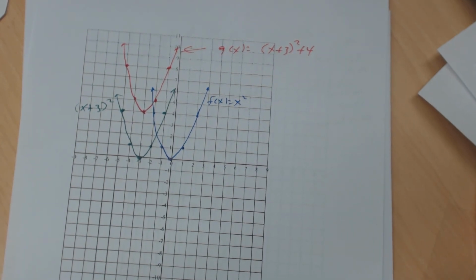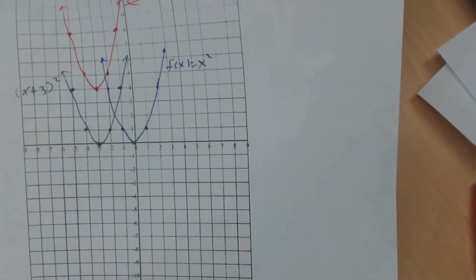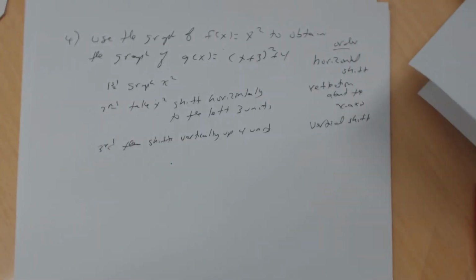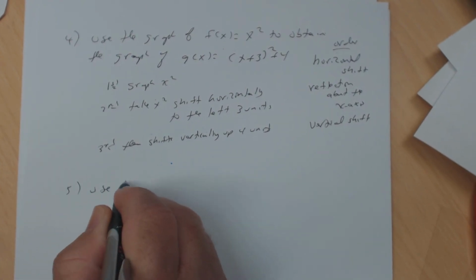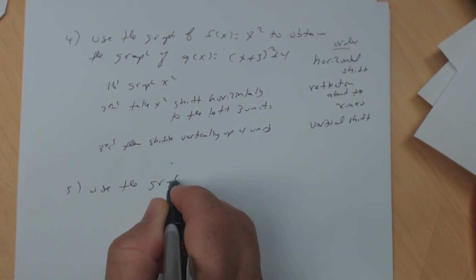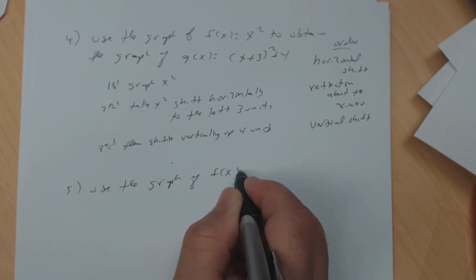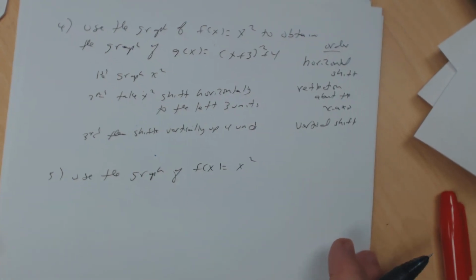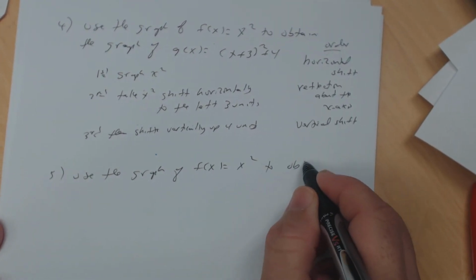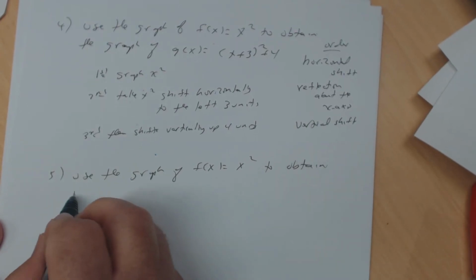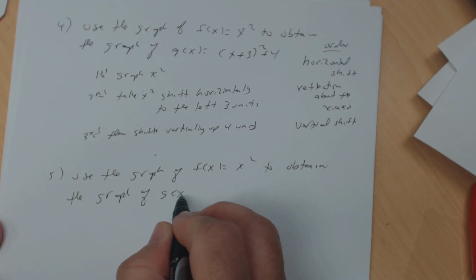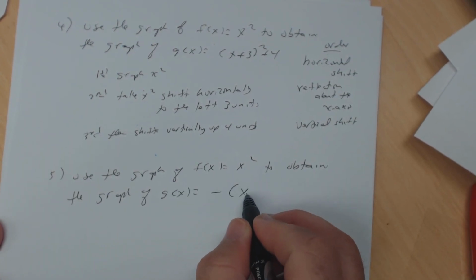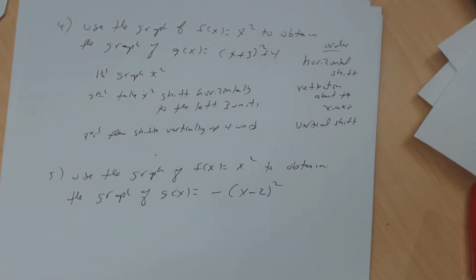All right, now, the next one, suppose you want to do this, number 5. Use the graph of f of x, which equals x squared, so that's your parent function, to obtain the graph of g of x, which equals this.